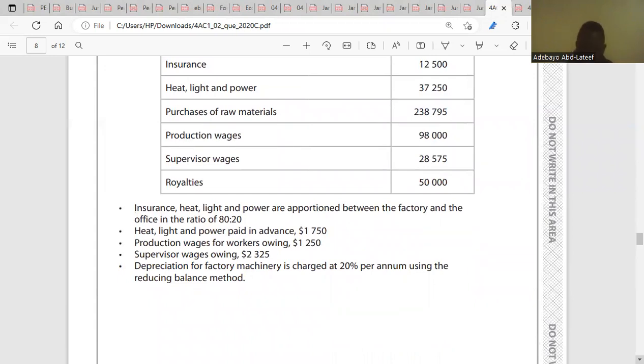So 478,016 plus 21,570, which is the opening inventory of work in progress, minus 18,590, the closing inventory of work in progress, gives you a total of 480,996, which is our cost of production. That's about the manufacturing account.